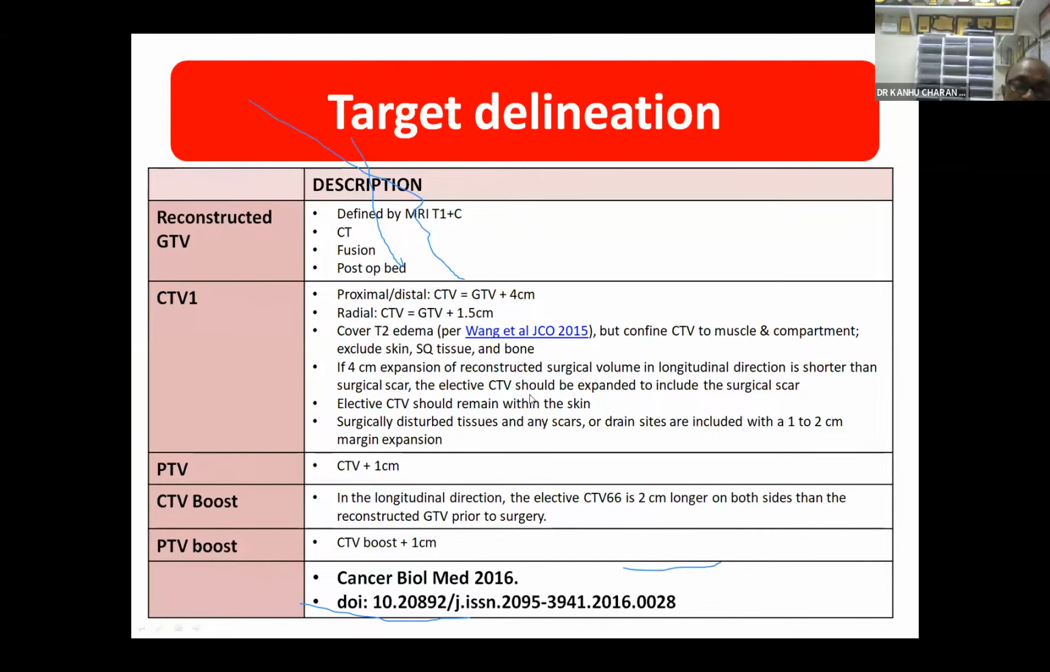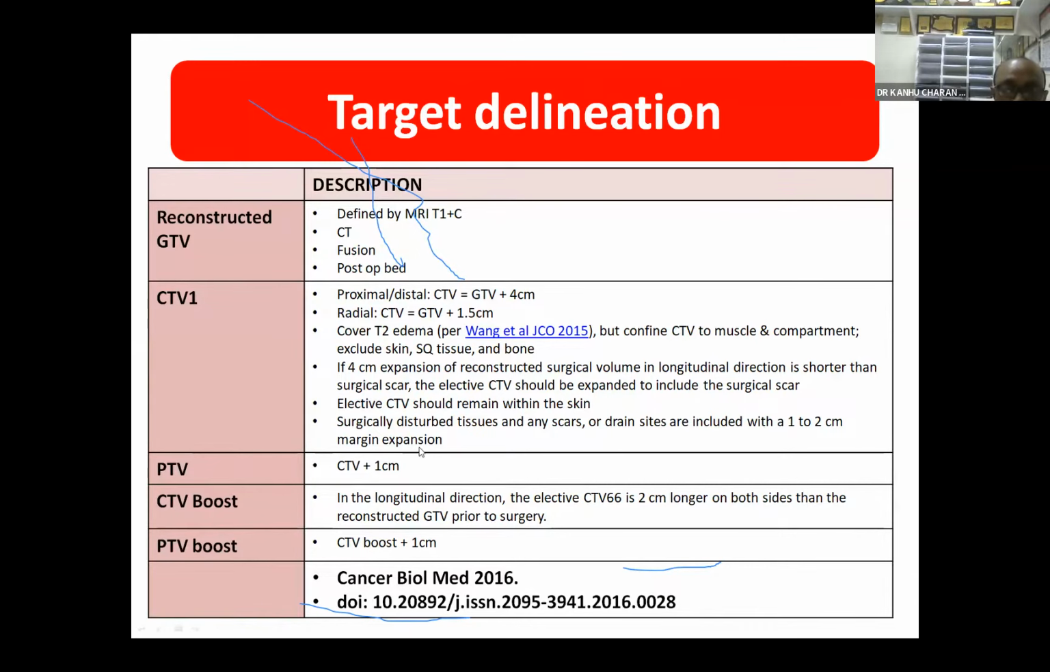If the 4 centimeter expansion of the reconstructed surgical volume is shorter than the surgical extent, your scar will be more but the CTV 4 centimeter may be less. So you have to enlarge your CTV to include the scar. Surgically disturbed tissue and any scars should be included within a 1 to 2 centimeter margin of expansion. It is a controversy whether to include the drainage site. If the drainage site is confined within the CTV area, please treat it. If it is outside, don't treat.